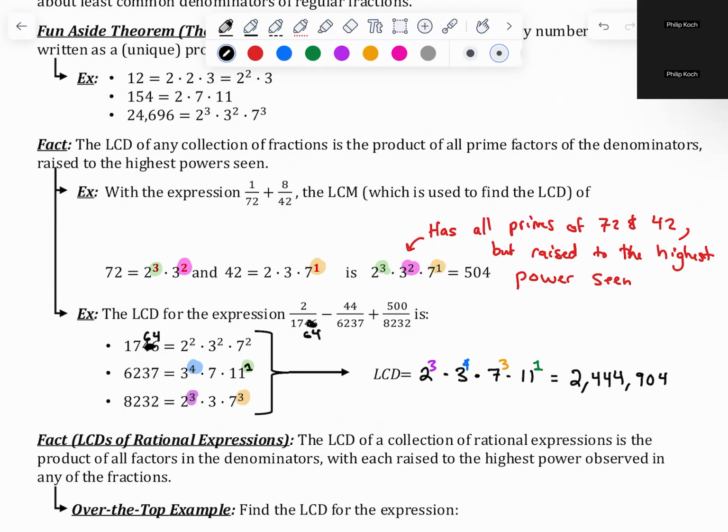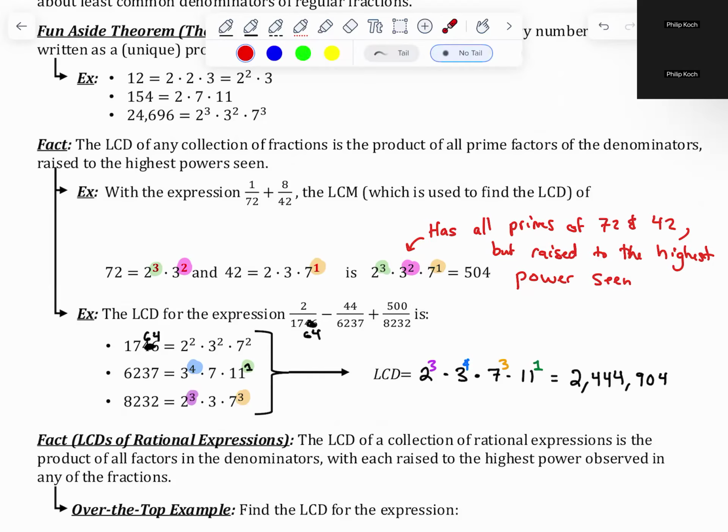It's 2,444,904 divided by 1,764. You'd have to test 1,386 multiples of 1,764 in order to find out what the LCD is. And I don't think that's a very feasible way to do this. This is far faster. And hopefully you can see why it works.